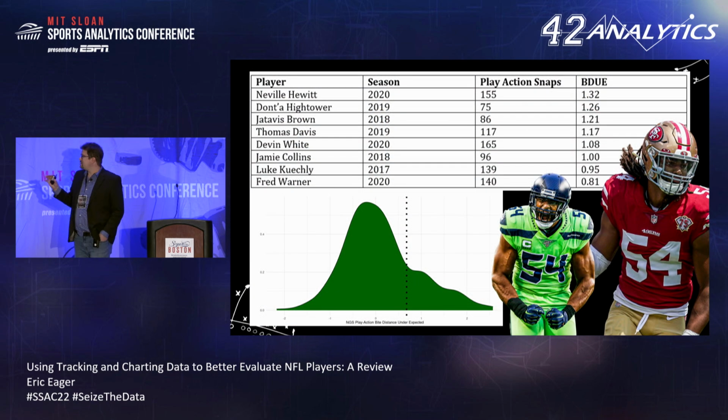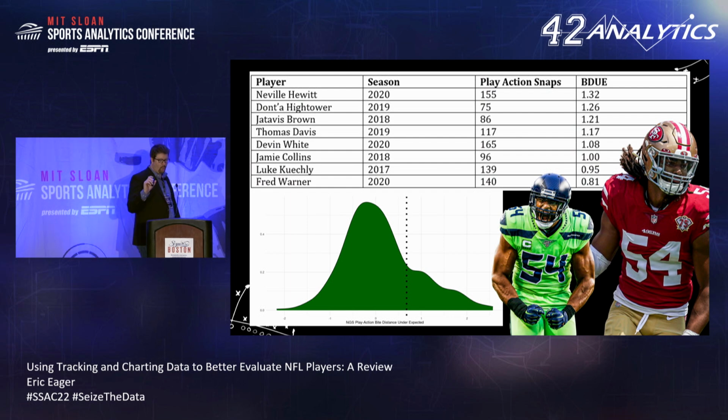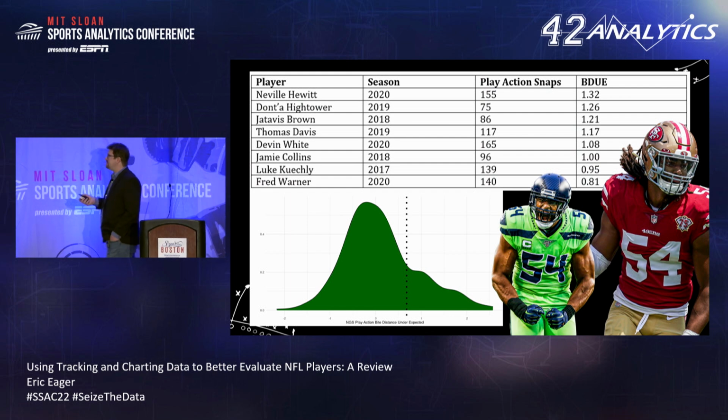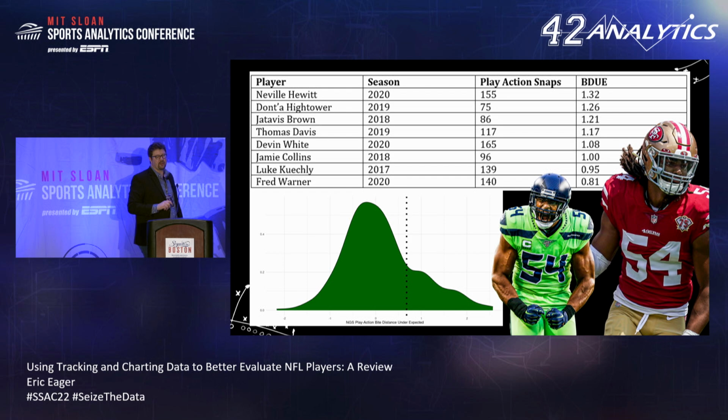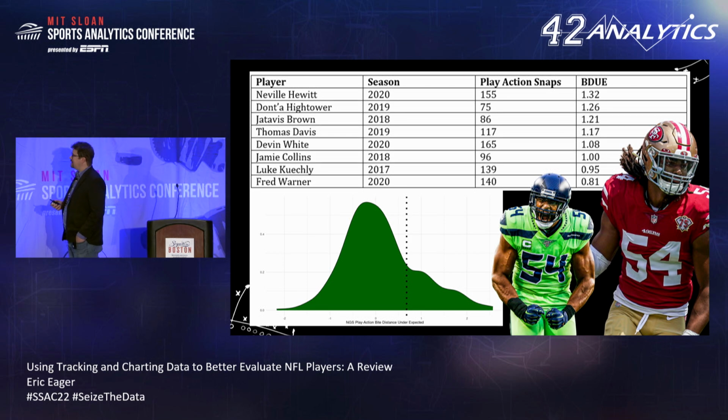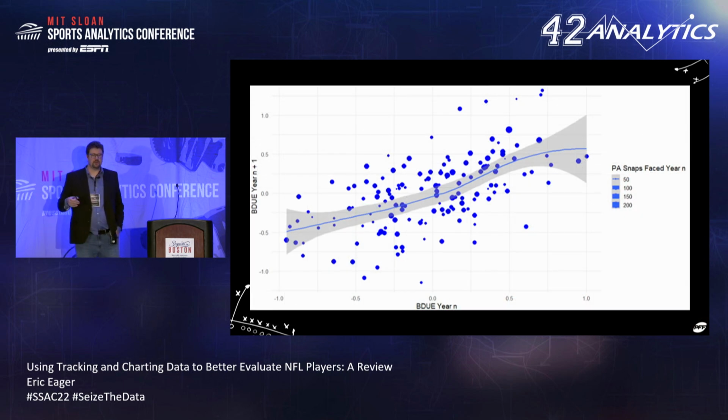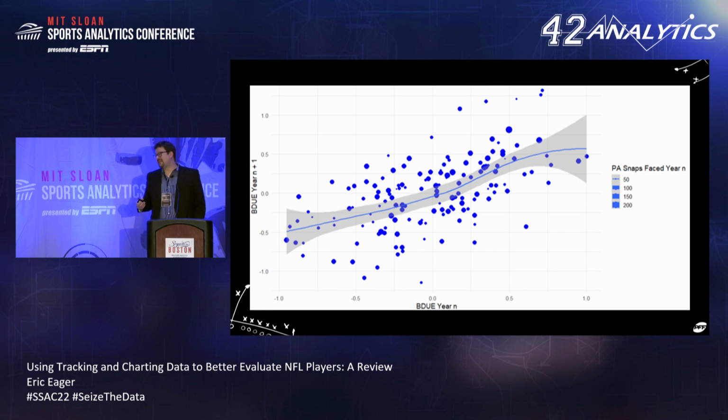And what we get is a trait that not only passes the smell test, Fred Warner just signed the most lucrative contract in the history of linebackers, Luke Kuechly is a Hall of Fame player, and there's a few other players who will probably make at least their franchise's Hall of Fame. But you also get a metric that's more predictive year to year than our coverage grades. In fact, if you use R² as a measurement, it's about 3 or 4 times more predictive year to year than our coverage grade.